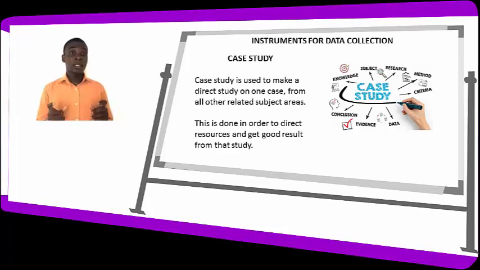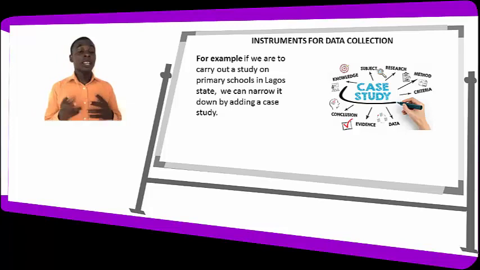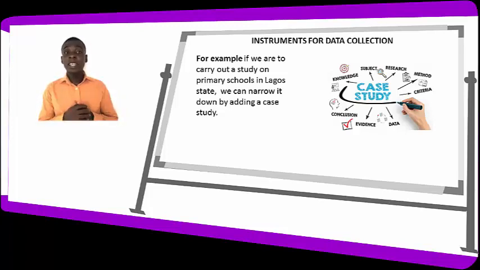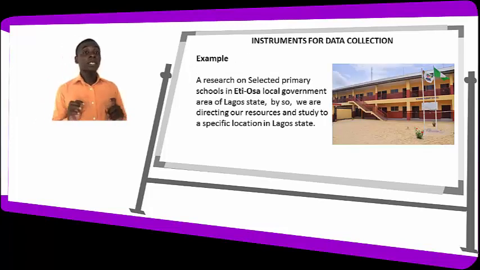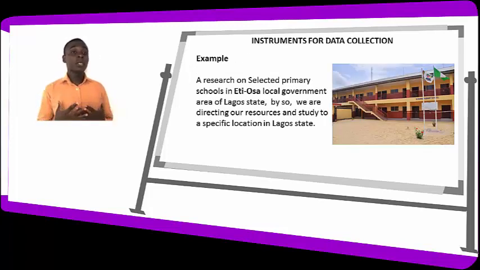So let me give you an example. Let's say we want to carry out a research or a study on primary schools in Lagos State. We can narrow down our study by making it a case study of a specific local government in Lagos State. So we would say that I want to carry out a research on selected primary schools in a specific local government in Lagos State.